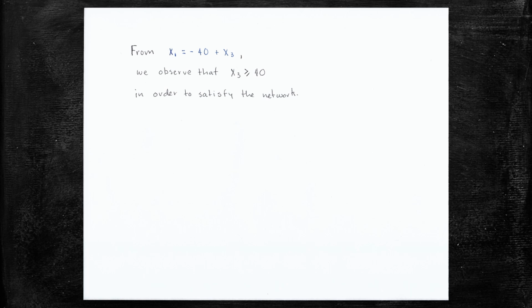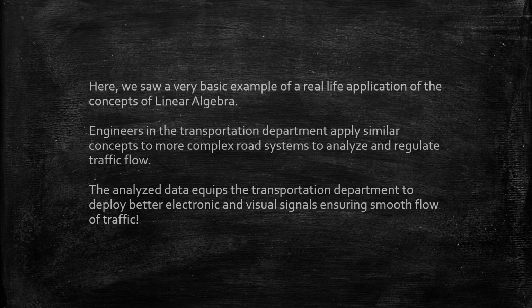Here, we were successful in modeling the traffic flow in a network of streets. We were successful in determining the roads which were more important and which were more traveled in the system. Here, we saw a very basic example of a real-life application of the concepts of linear algebra. Engineers in the transportation department apply similar concepts to more complex road systems to analyze and regulate traffic flow. The analyzed data equips the transportation department to deploy better electronic and visual signals, ensuring smooth flow of traffic.